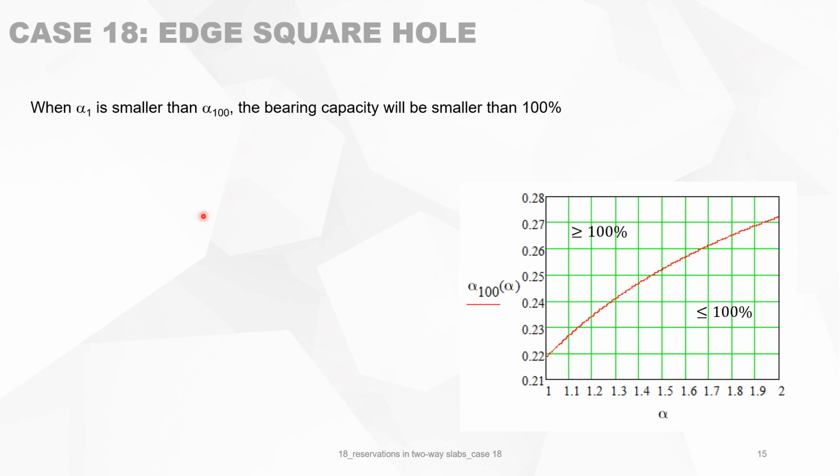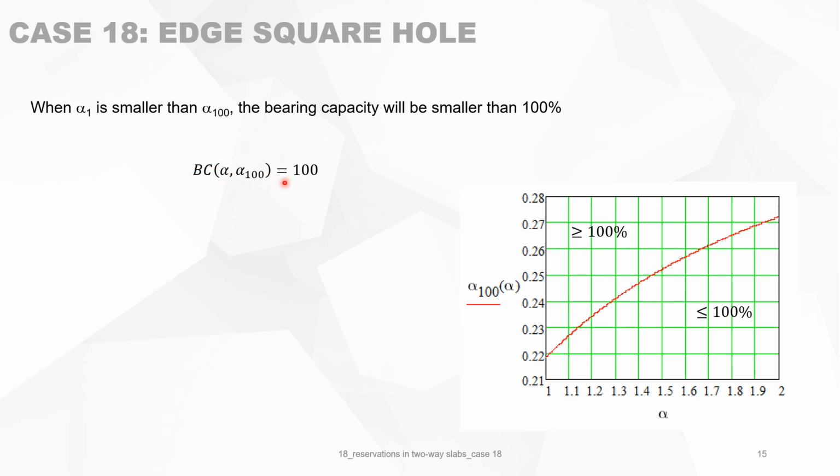When alpha 1 is smaller than alpha 100, that's the definition of alpha 100, the bearing capacity will be smaller than 100%. So this is the alpha 100%, which is a function of alpha, of course. This is the alpha 1, 100%, alpha 1, the size of the hole. And then you see below this curve, it's smaller than 100%. We must avoid that. And above, it's more than 100%. So now you have two regions that are separated from each other, and it's easy to see what the maximum and minimum size of your reservation will be or can be.